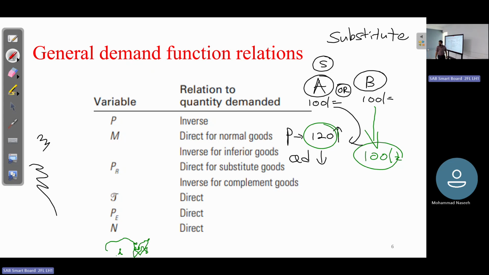Understood? The other way around, if the price decreases, let's assume 100 has become 80. Then what will happen? The price of the substitute will not change. Which one is cheaper? A is cheaper. Then consumers will shift from B to A. So what happens to QD here, does it increase or decrease? It increases. See, again an inverse relationship: the price decreased and QD increased. Clear? Write this down under the substitution effect.